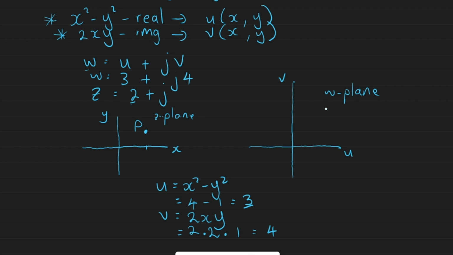So it might be here, for example. So this point is P prime in the w plane. So we have transformed P into P prime. So that transformation between these two planes, the z plane to the w plane, is what they call a mapping. So we would say the terminology is we have mapped P onto P prime. So P prime is also called the image of P.